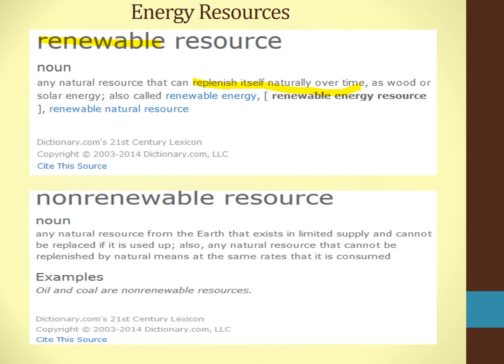Also, we'll talk about non-renewable resources. These types are any resource from the earth that is limited in supply and cannot be replaced if used up. So once these resources are used, they're gone. Okay, you cannot use them again.